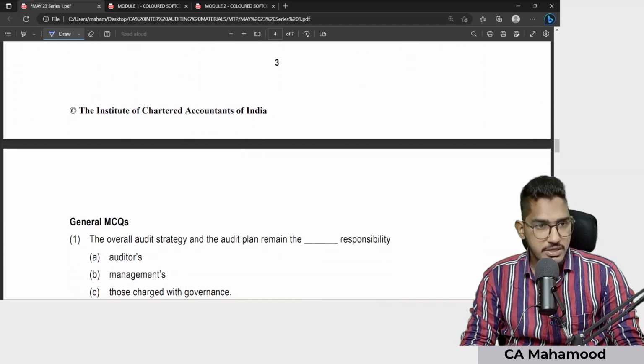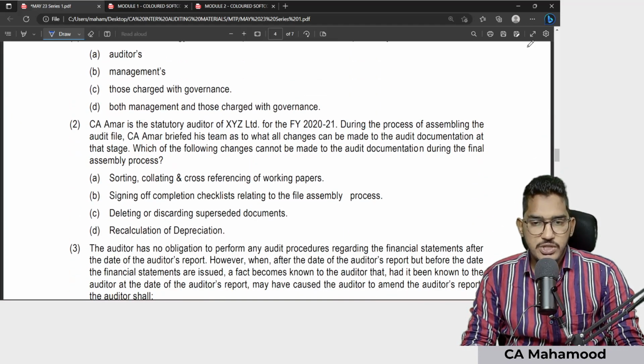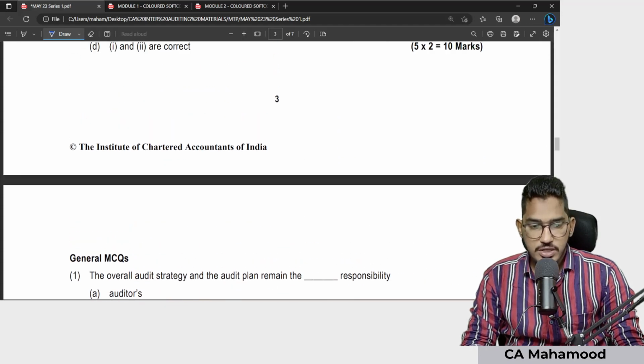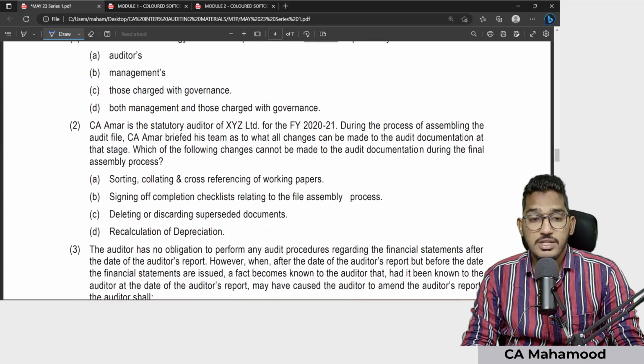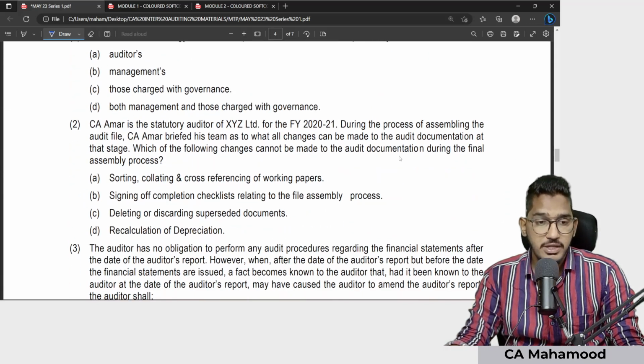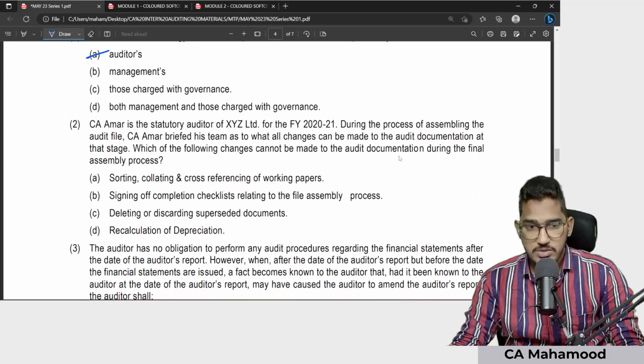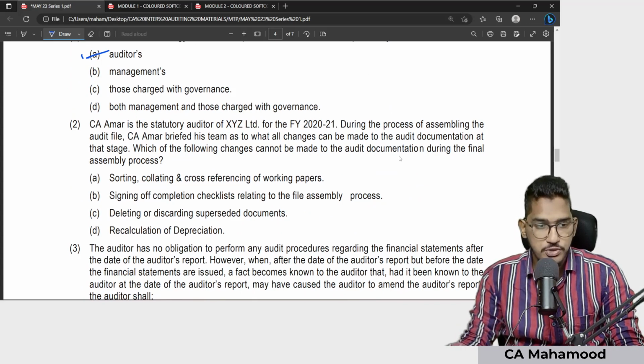So with this, the case scenario based MCQs are over. Now we have some general MCQs, very simple and easy questions. Let us try to quickly answer them. So first question, the development of audit strategy and audit plan remains whose responsibility? Auditor's responsibility, not management, not those charged with governance. It is completely the auditor's responsibility. So option A is the correct option.